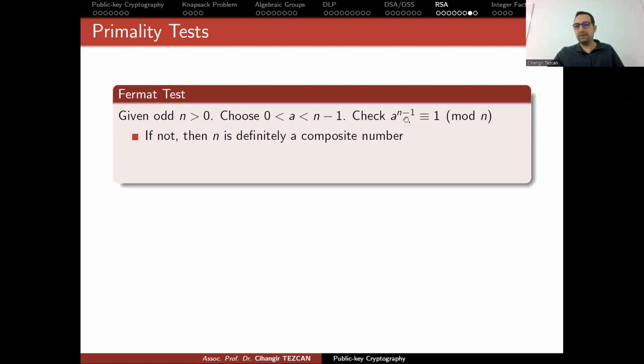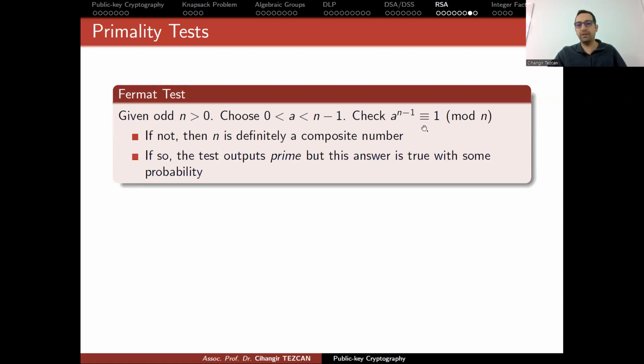Recall that if it is not, then this cannot be a prime number, because Fermat's theorem says that when n is prime, a to the n minus 1 is always equal to 1 modulo n. So if you randomly choose a, calculate the n minus 1st power of it modulo n, and it is different than 1, then you definitely say that this is a composite number. But if it is 1, it might be prime or not.